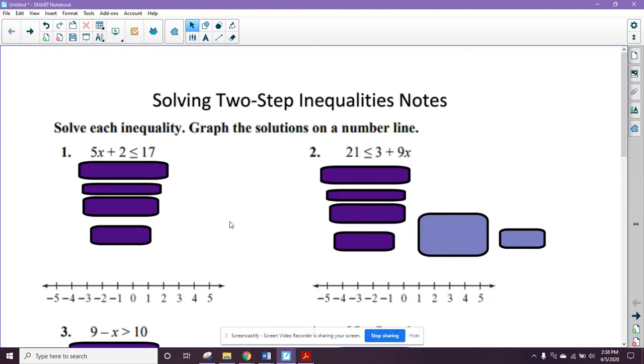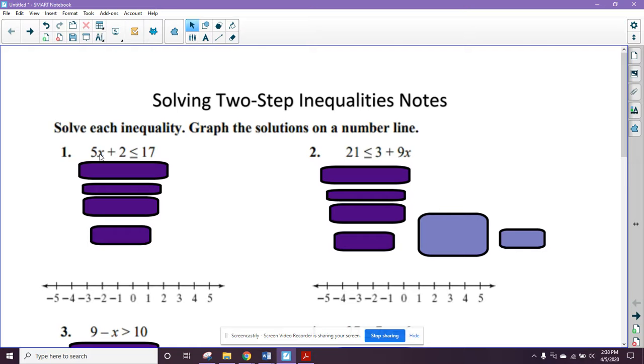Today we are going to be solving two-step inequalities. These problems are just like one-step, but there are two steps we have to do before we can go on and graph the inequality. So let's look at the first problem. 5x plus 2 is less than or equal to 17.